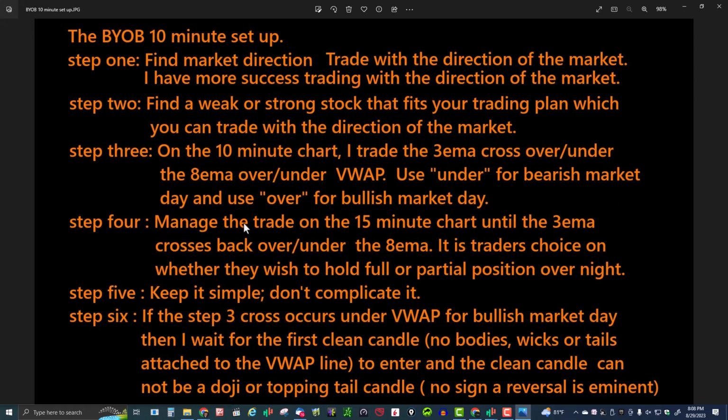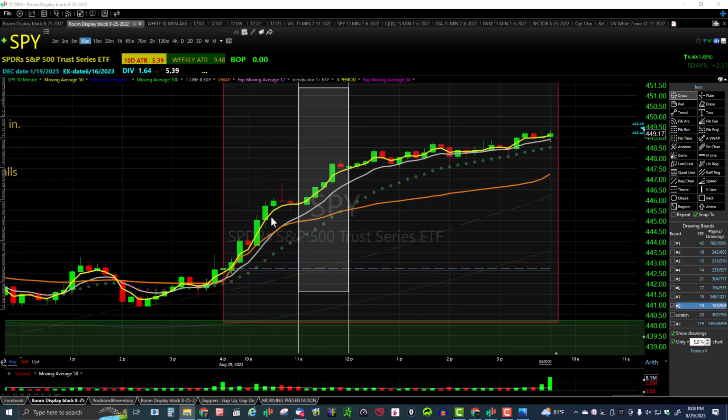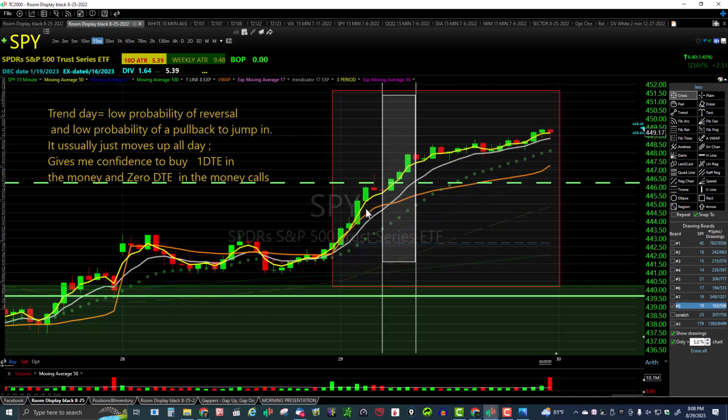Step 4, manage the trade on the 15-minute chart until the 3 EMA crosses back over or under the 8 EMA. In other words, if you took the crossover for the bullish day today, let's go look at it. Here's the crossover. The 3 is the yellow line. The white line is the T line. And you're long, all right? You want to trade this on a 15 until that 3 crosses back over the 8.